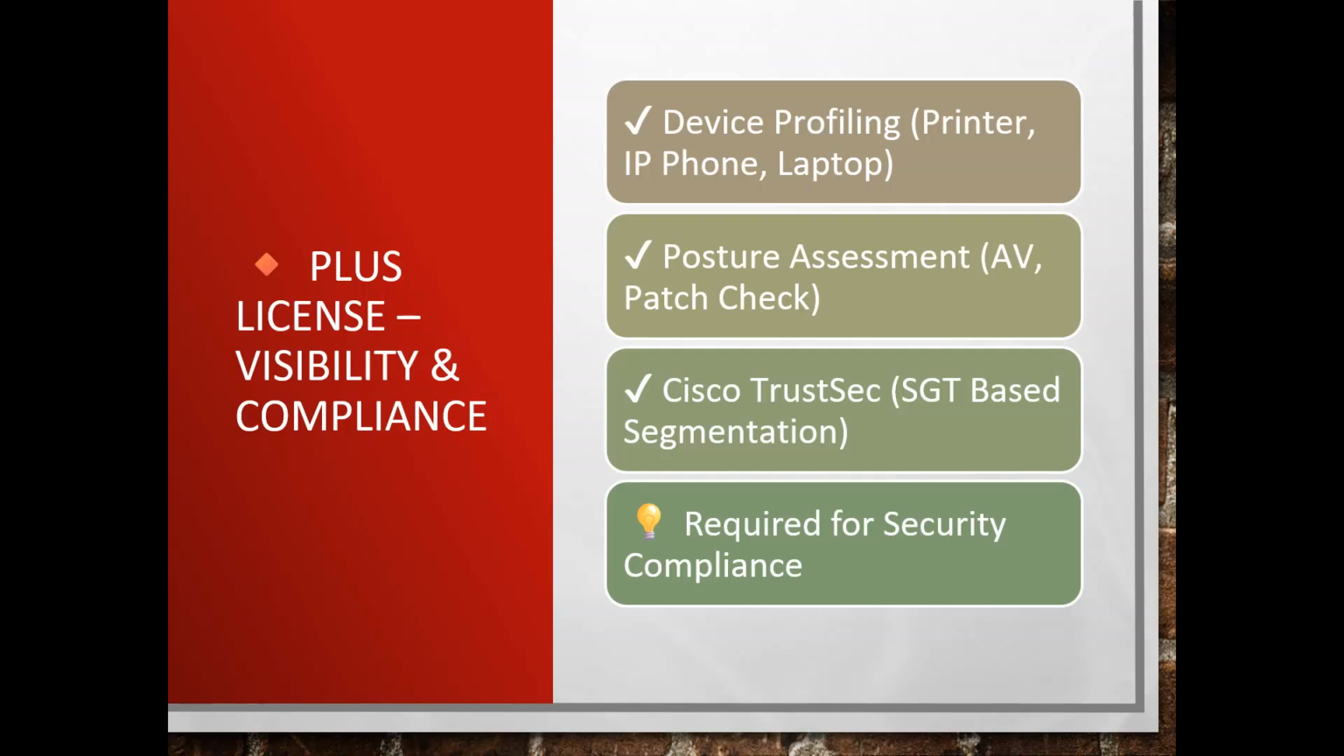The third feature is TrustSec. TrustSec allows segmentation using security group tags instead of controlling access using VLANs only. We can apply policy based on user role and device type. For example, an HR user can access HR servers only. A Finance user cannot access HR servers. This gives you very powerful segmentation. Most enterprise environments require Base plus Plus license.